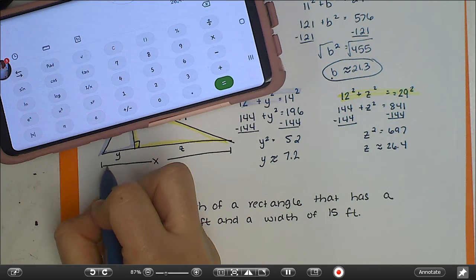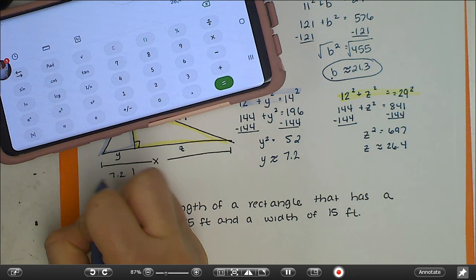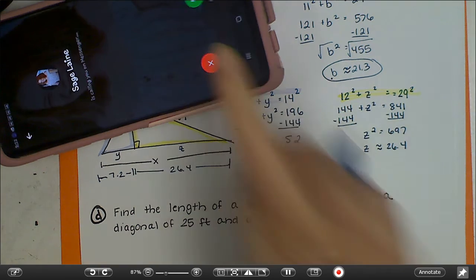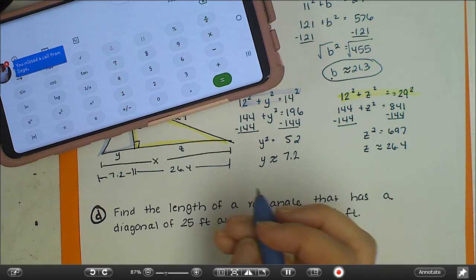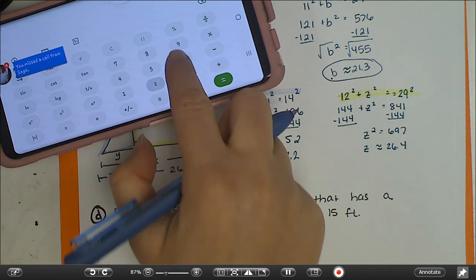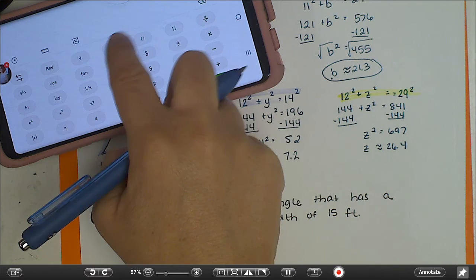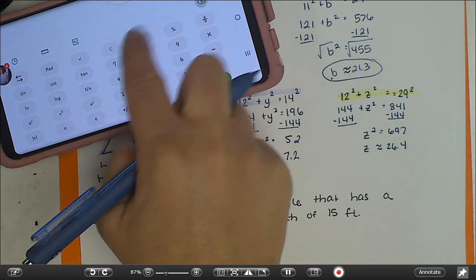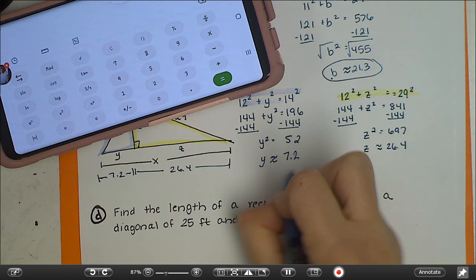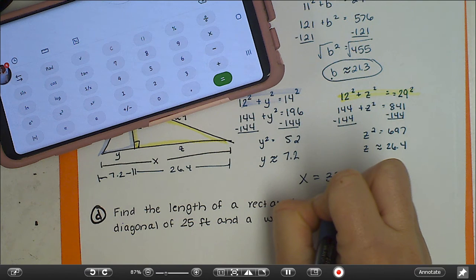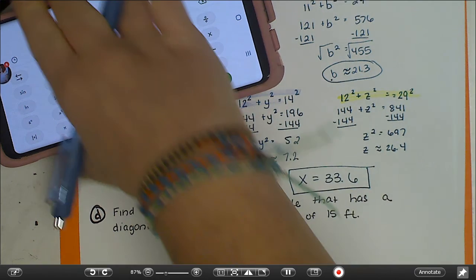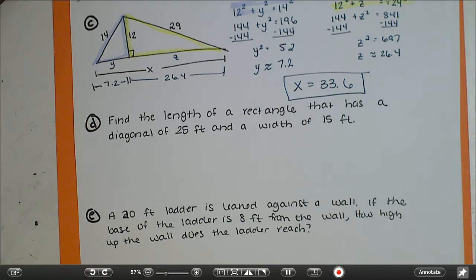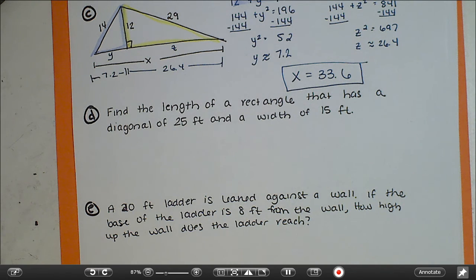So now we have that from here to here is 7.2. And from here to here is 26.4. And we just have to add those together. So 26.4 plus 7.2 is 33.6 units long. All right, so that's kind of a more challenging one where you have to put two pieces together. All right, we're going to quickly do 3 word problems, and then this video will be over.